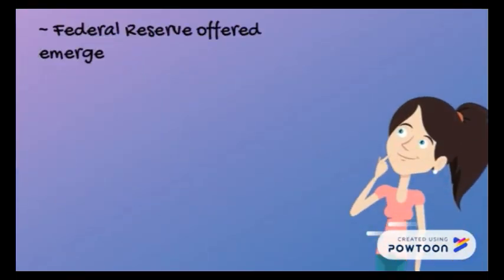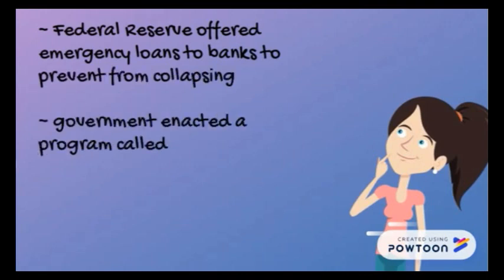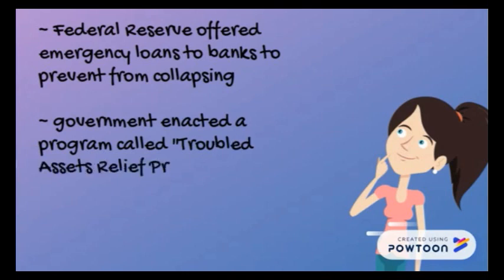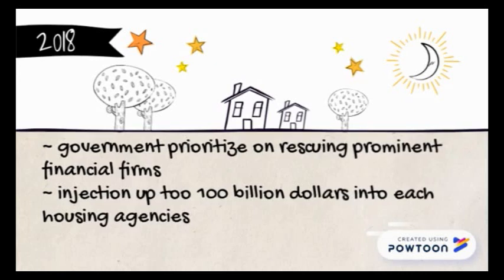The Federal Reserve stepped in quickly and offered emergency loans to banks to prevent fundamentally sound banks from collapsing. The government also enacted a program called the Troubled Asset Relief Program, which is known as the bank bailout. The government prioritized rescuing prominent financial firms, followed by an injection of up to $100 billion into each of the housing agencies to prevent such cases from happening again.